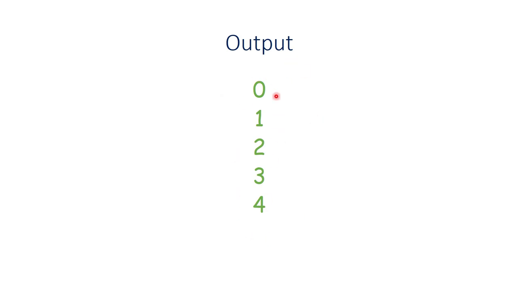It will print 0, and the value of i will be 1. It will print 1, and then the value of i will be 2. It will print 2, and then the value of i will be 3. It will print 3, and then the value of i will be 4. It will print 4, and it will end.